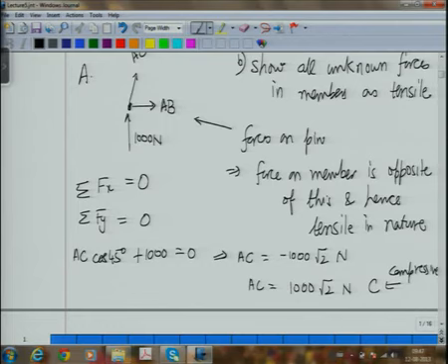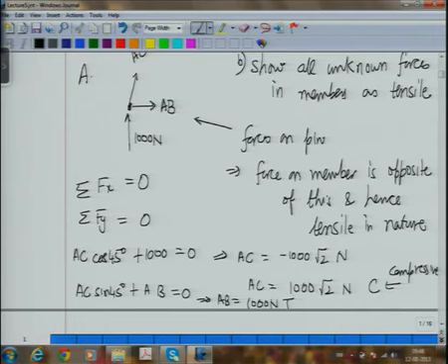And this is how, if I have to write the answer, I will write the final answer like this. Okay. And then when I work out the force in AB, then I get AC sin 45 plus AB is equal to 0, and this will imply AB is equal to 1000 Newton tensile.